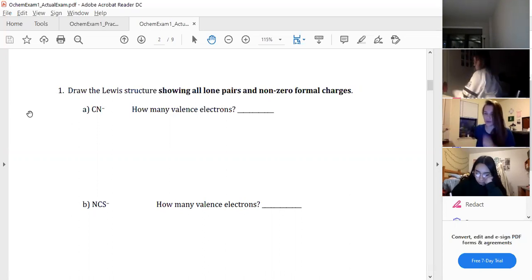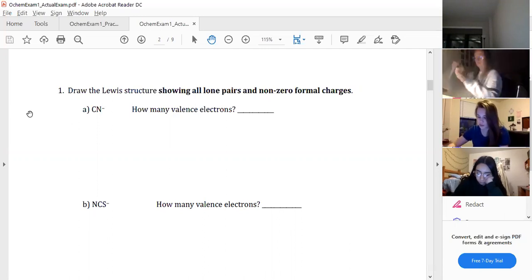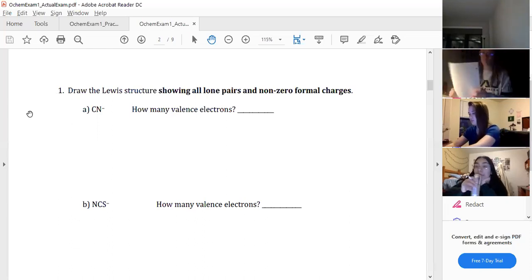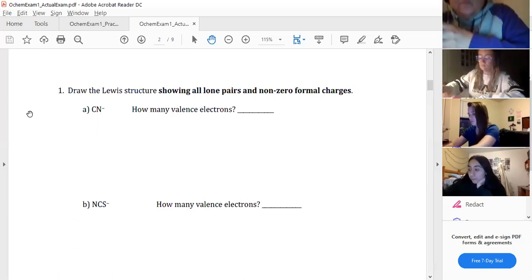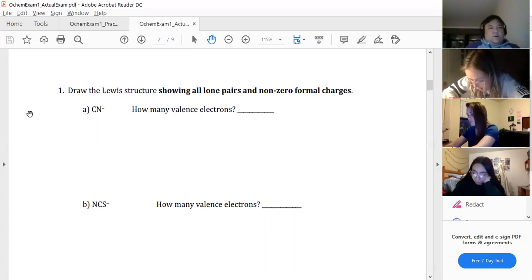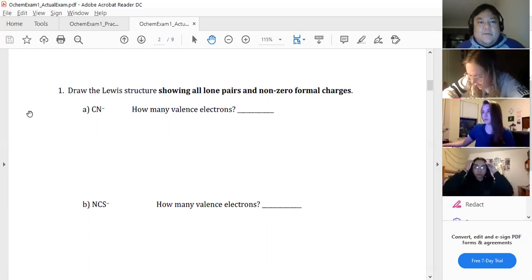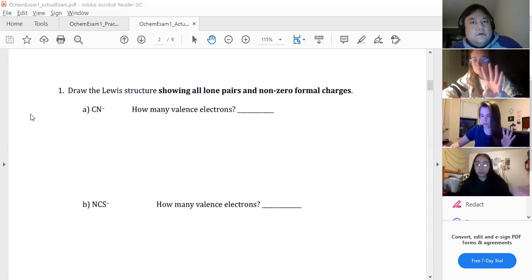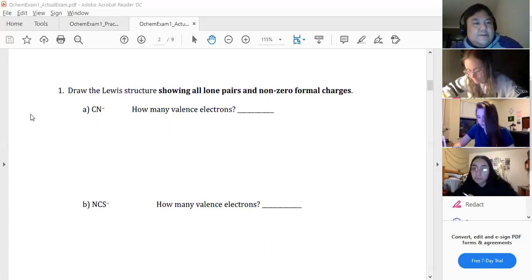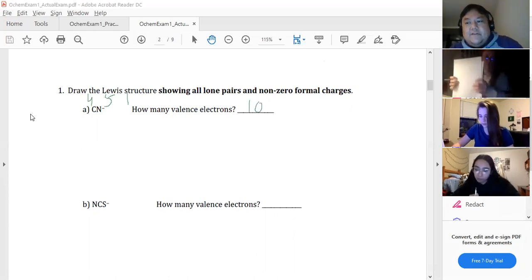Remember the key rule that when you're doing your Lewis diagram, it's the octet rule, unless explicitly told not to. Octet rule rules over all. Okay, so carbon and nitrogen. How many valence electrons does carbon have? Carbon has 4, right? Nitrogen has 5, and for every minus charge, you add 1 more. So I have 10 valence electrons, correct?